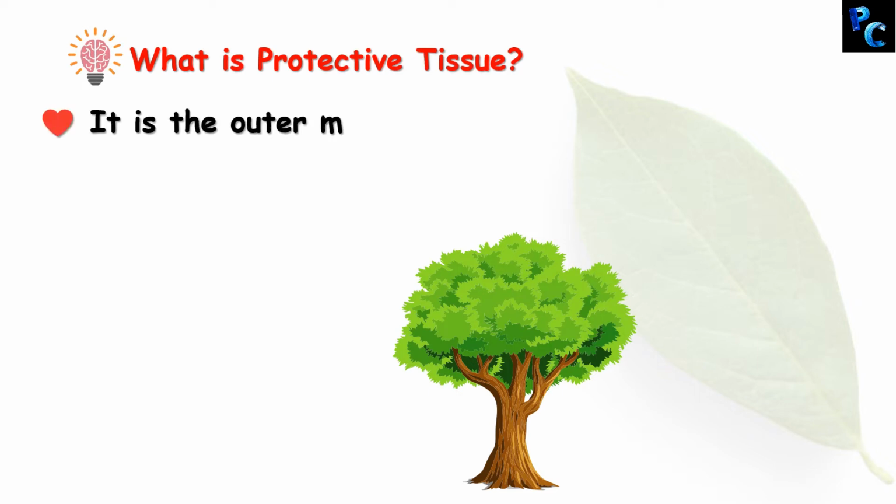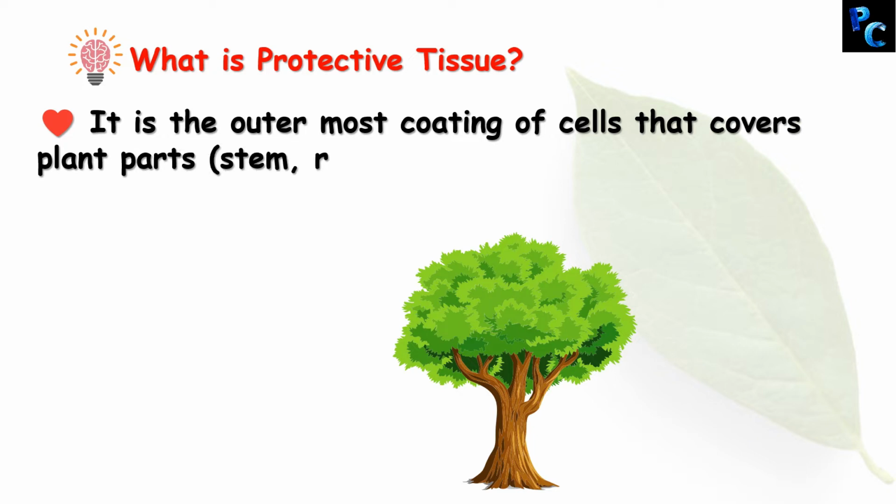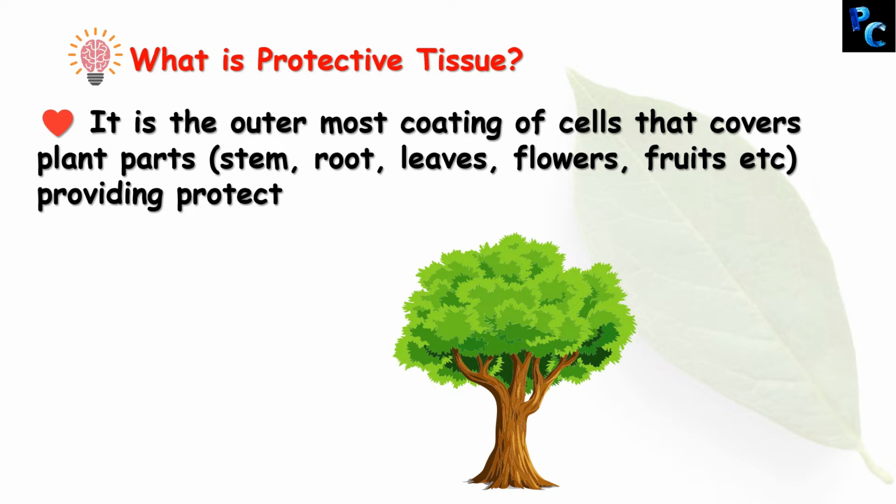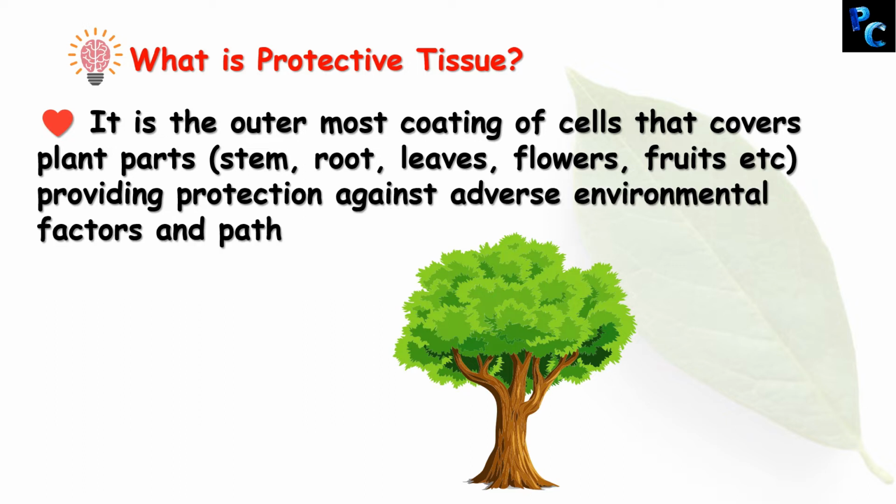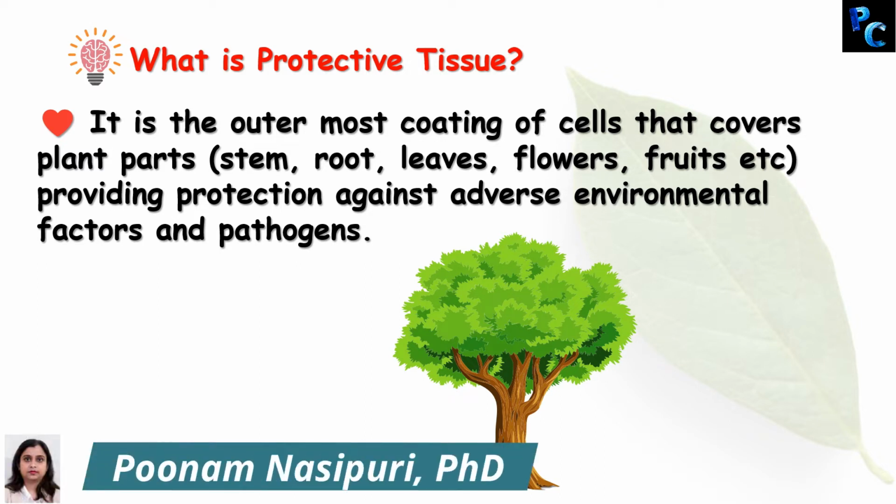It is the outermost coating of cells that covers plant parts, which include stem, root, leaves, flower, fruits, etc., by providing protection against adverse environmental factors and pathogens. Let's learn about protective tissue today.